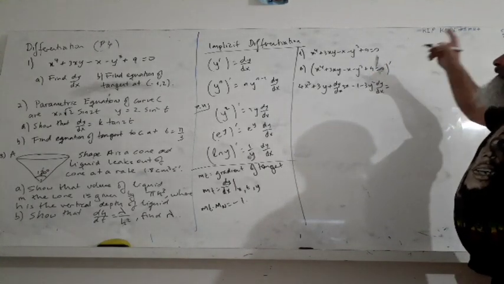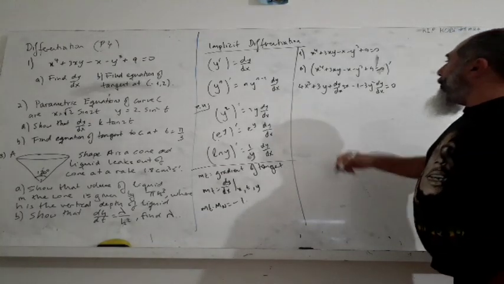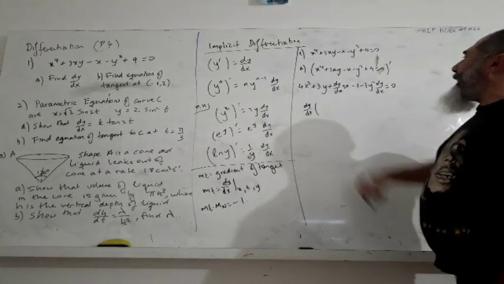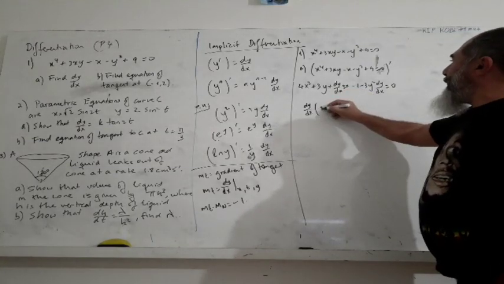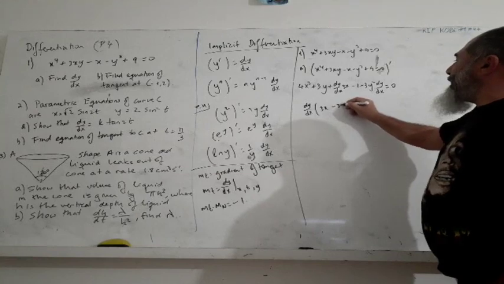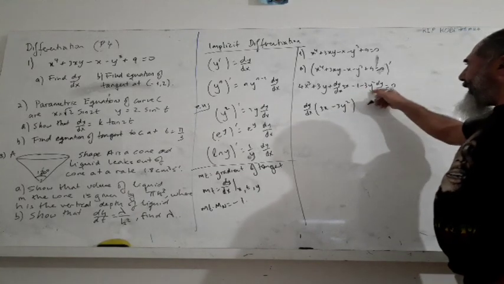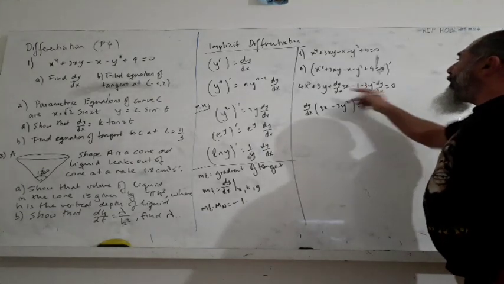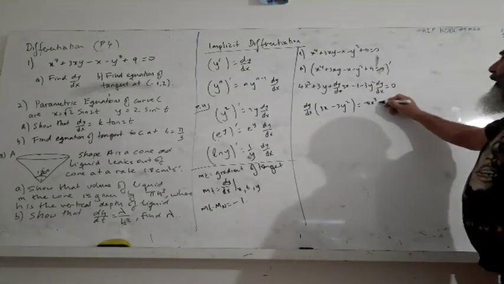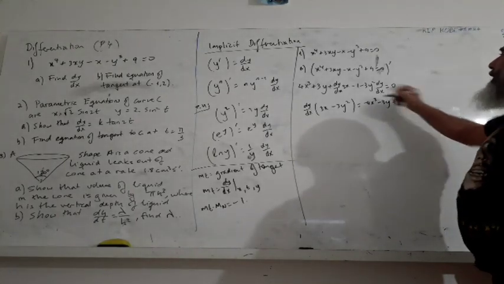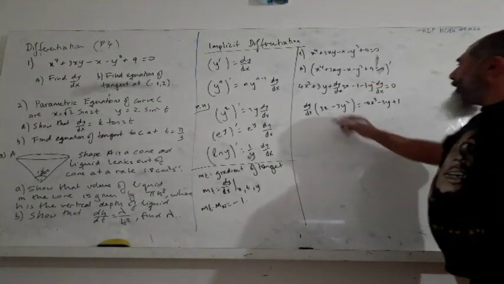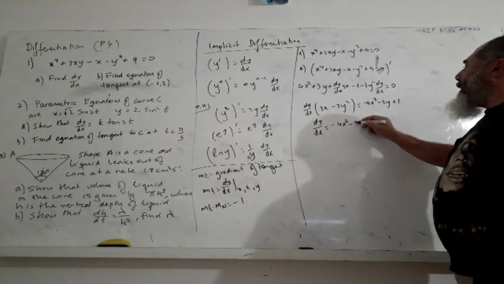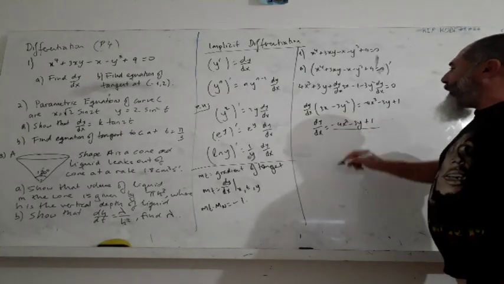So take dy over dx outside of the brackets. In the brackets we are going to have 3x minus 3y squared, and move these three expressions to the left hand side. 4x cubed is going to be minus 4x cubed minus 3y plus 1. So dy over dx is equal to minus 4x cubed minus 3y plus 1 divided by 3x minus 3y squared.